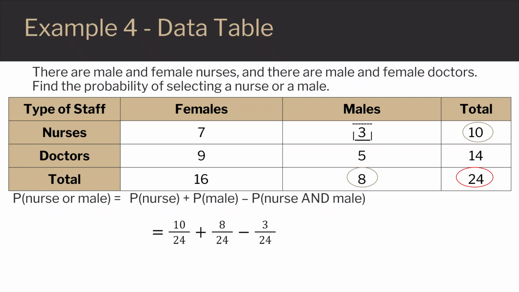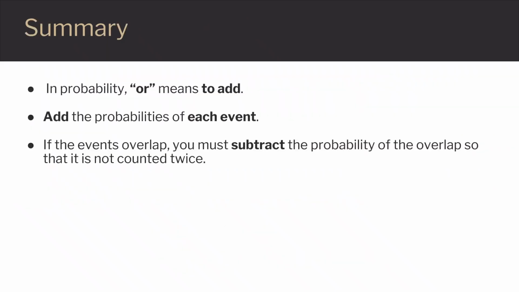So we need to subtract out the overlap by subtracting the probabilities of being both male and a nurse. This is 3 out of 24, so we have 10 24ths plus 8 24ths minus 3 24ths, which gives us 15 24ths. This reduces to 5/8, which is our final answer. In summary, we note that in probability, OR means to add, so we add the probabilities. If the events overlap, we must subtract those which are counted twice.